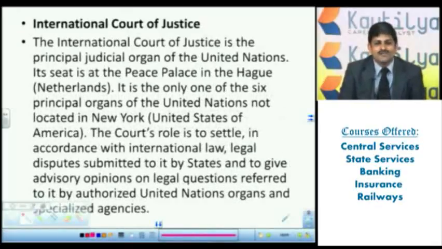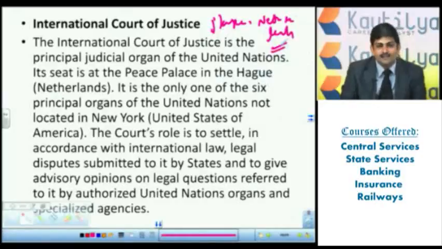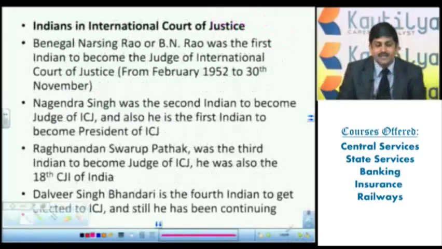The International Court of Justice is another important organization of the United Nations. It is located at The Hague in the Netherlands. This is the only organization which is not in New York. Its headquarters is at ICJ, Netherlands, The Hague. It addresses all disputes between the nations, right?